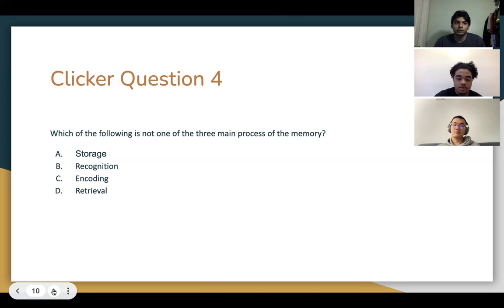Clicker question 4. Which of the following is not one of the three main processes of the memory? The answer is B, recognition.